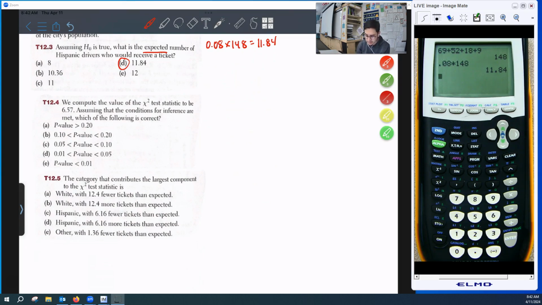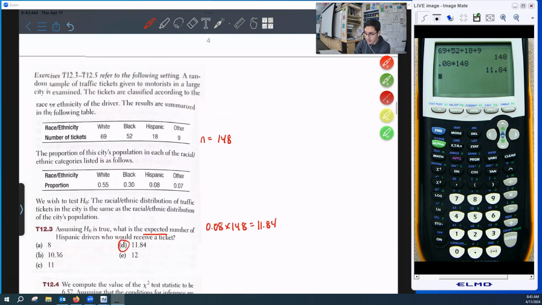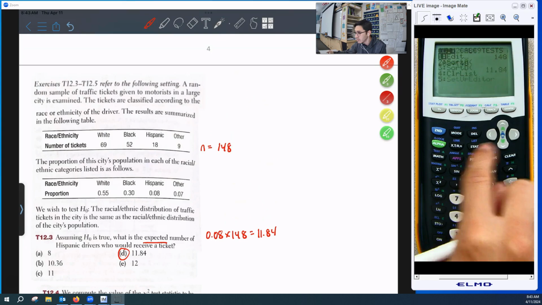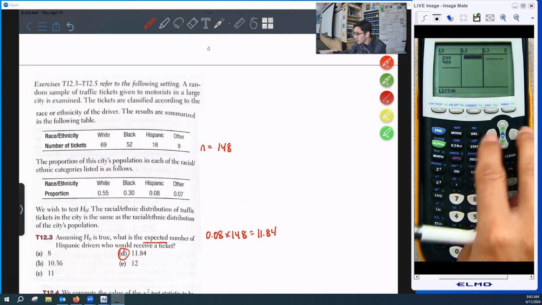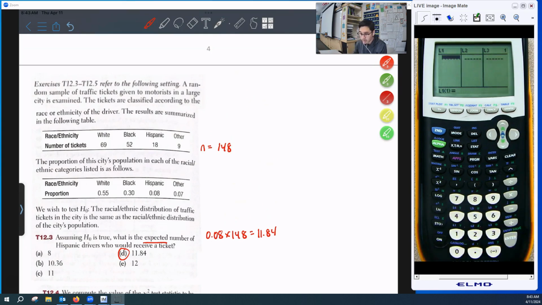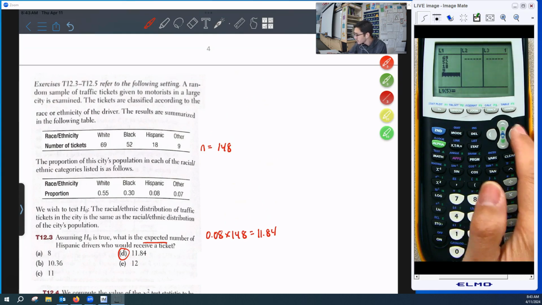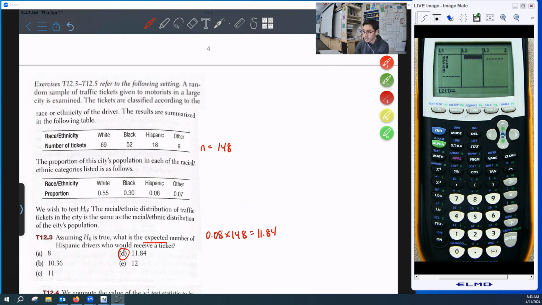All right, so let's go ahead and do the following. I'm going to go to the list here, and let's go ahead and clear that out. Okay, we're going to put the observed counts in list 1. So 69, 52, 18, and 9. And then in list 2, we're going to put the expected counts. So for white, it's going to be 55% of 148. So notice here that I'm just basically writing an expression, right? And then the calculator, once I hit enter, will figure out what that expression evaluates to.